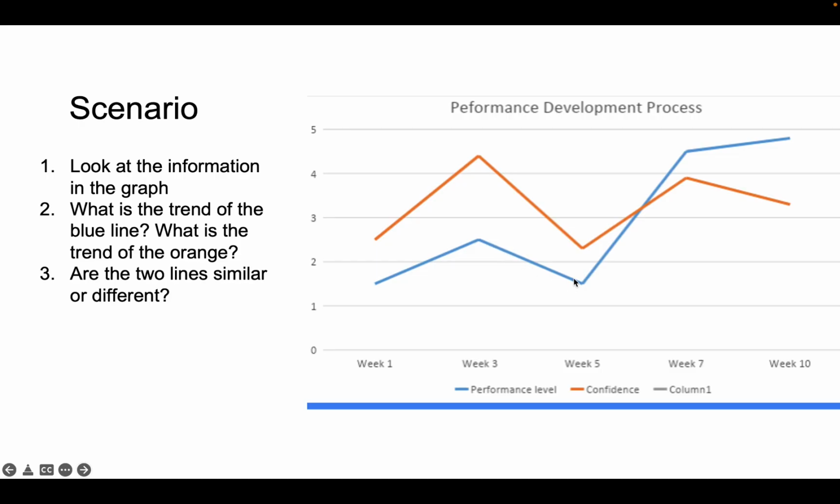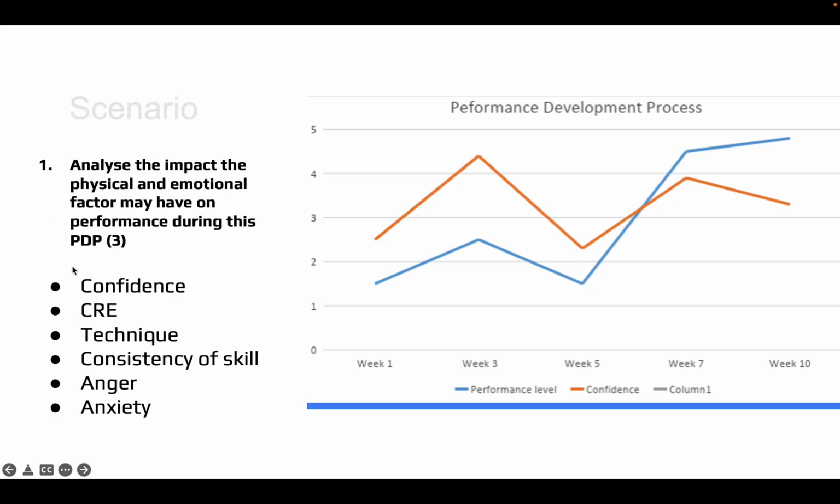Between 5 and 7, we see a rapid increase in performance level. And then we see it slightly flatlining. So, are the lines similar? Are they different? Is there any conclusions that we can draw from that? So, the first question is asking us, a bit like the last question, to analyse the impact the physical and emotional factor may have on performance during this PDP.